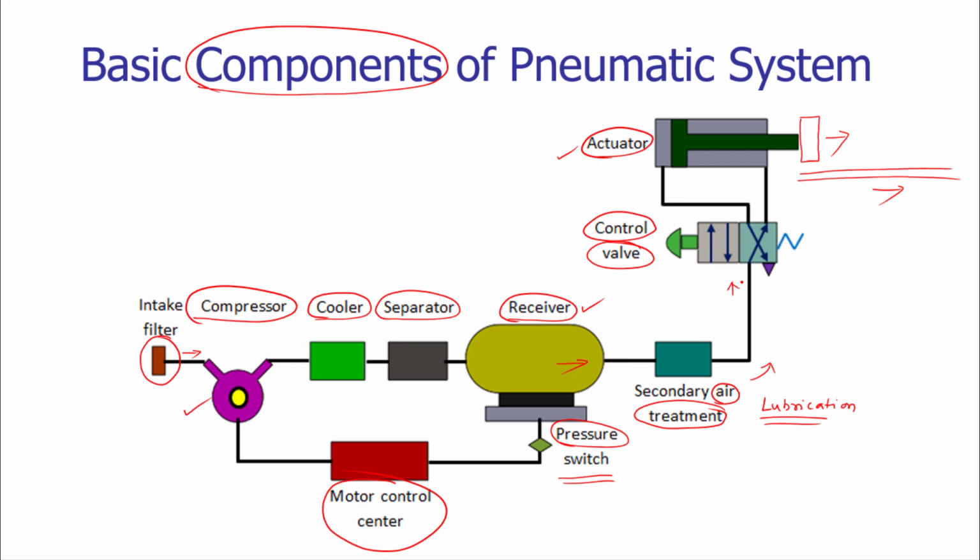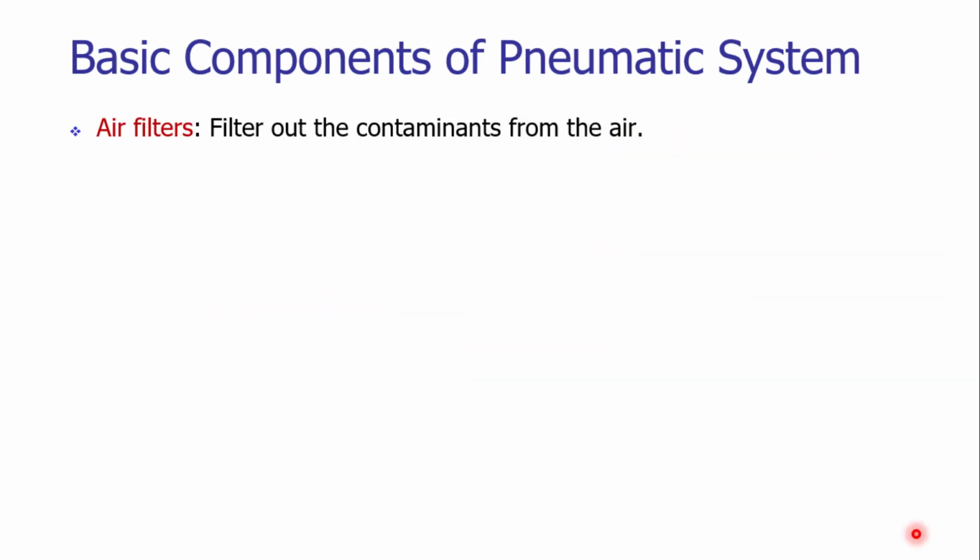Thus we can see there are various elements involved in a pneumatic system. So these are the filters, compressors, coolers, separators, storage tank, sensors, the microprocessor based device, secondary air treatment units such as lubricators, various control valves, and actuators. So before studying the construction and working, let us summarize all these components one by one. So air filters, as it is mentioned, they are filtering out the contaminants from the air.